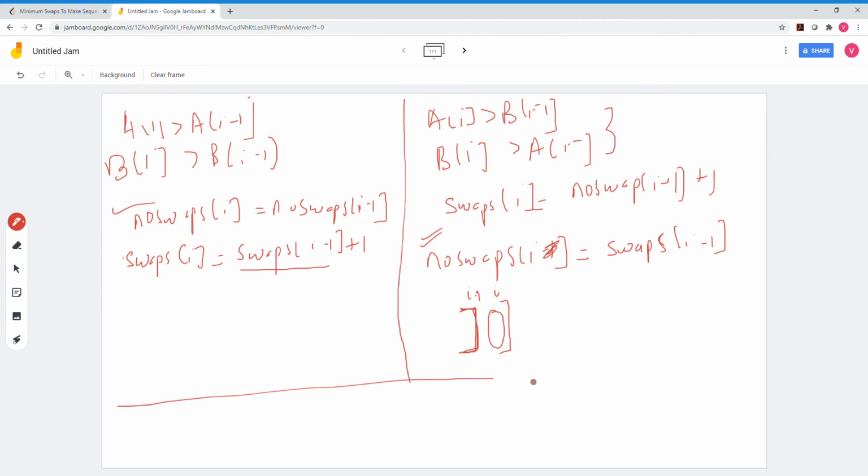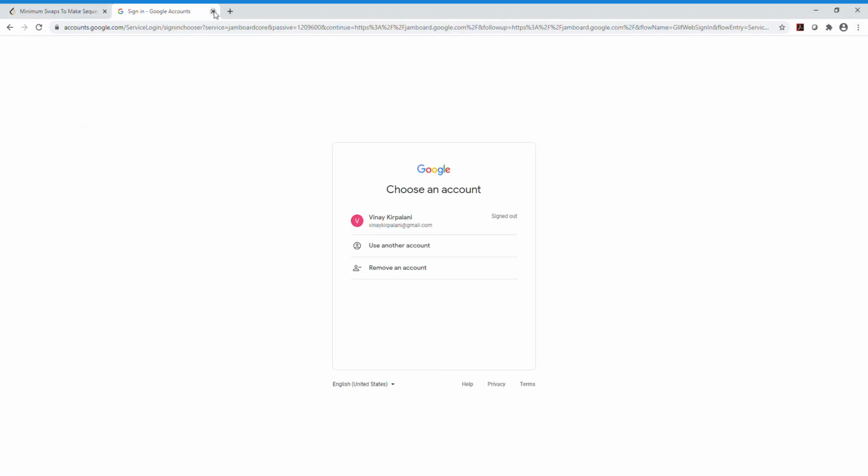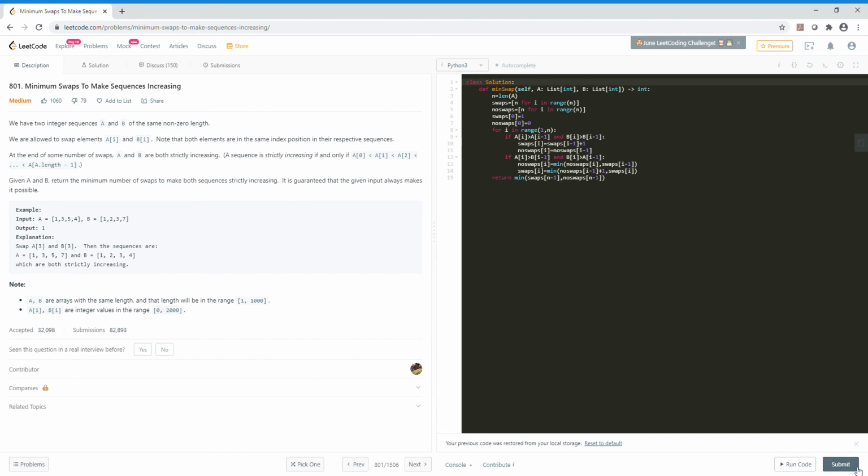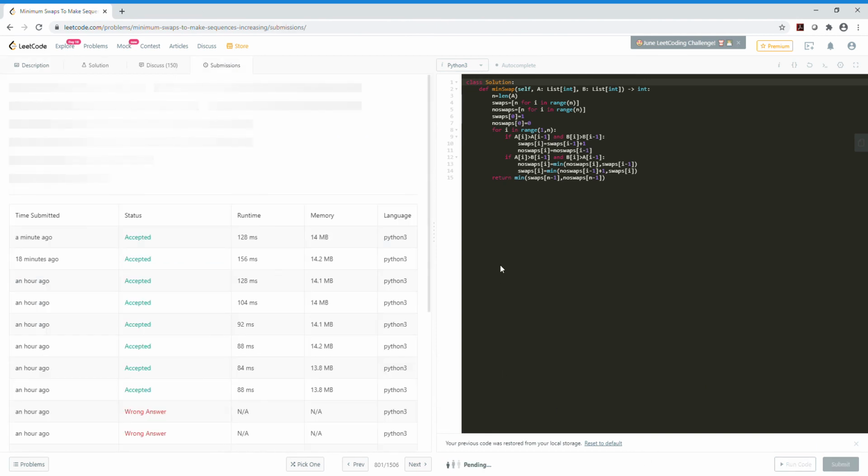Now let me show the code to you. Also, I would appreciate any suggestions on how I should explain better so that my understanding also becomes better. So let me show you the code now. This is the code for the same. Let me submit it.